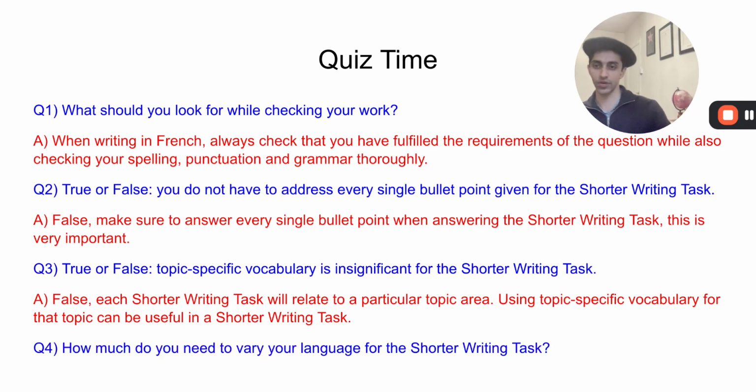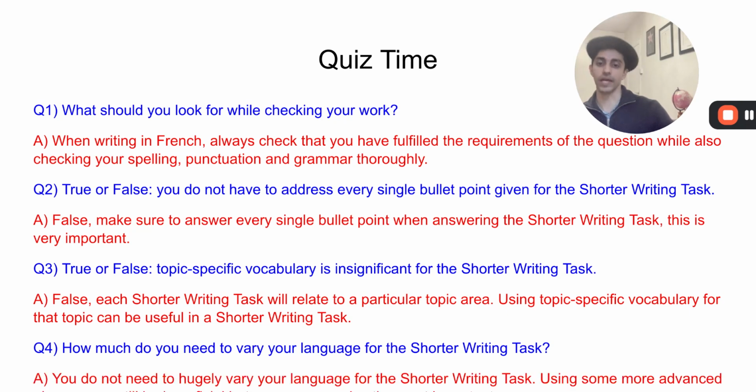Okay, and finally, question 4. How much do you need to vary your language for the shorter writing task? Interesting one. I'll give a bit of time to think through this before showing you the answer. Okay, so you do not need to hugely vary your language at all for the shorter writing task.